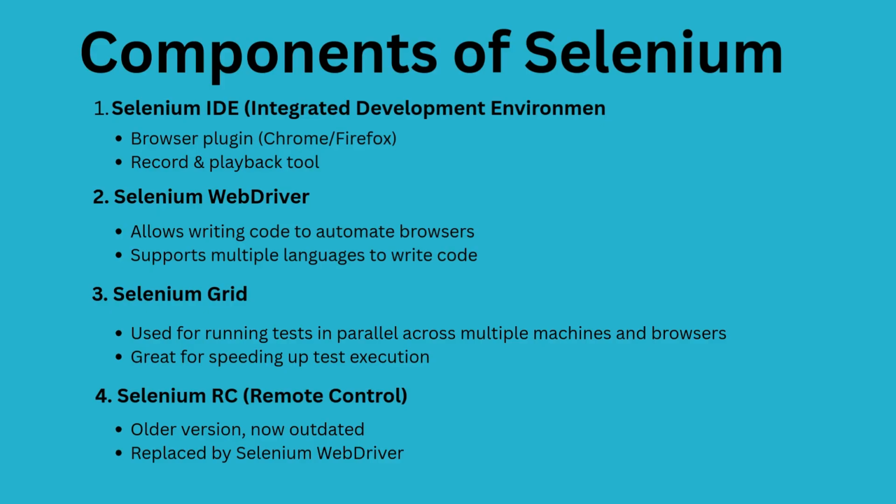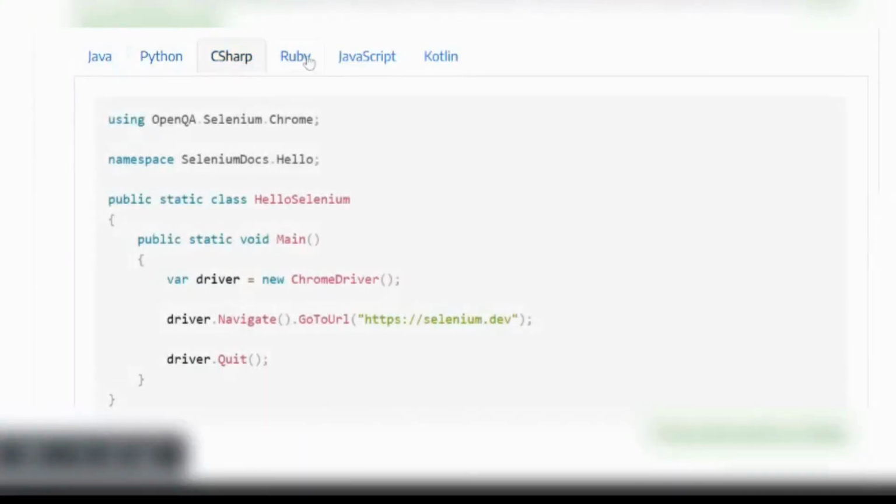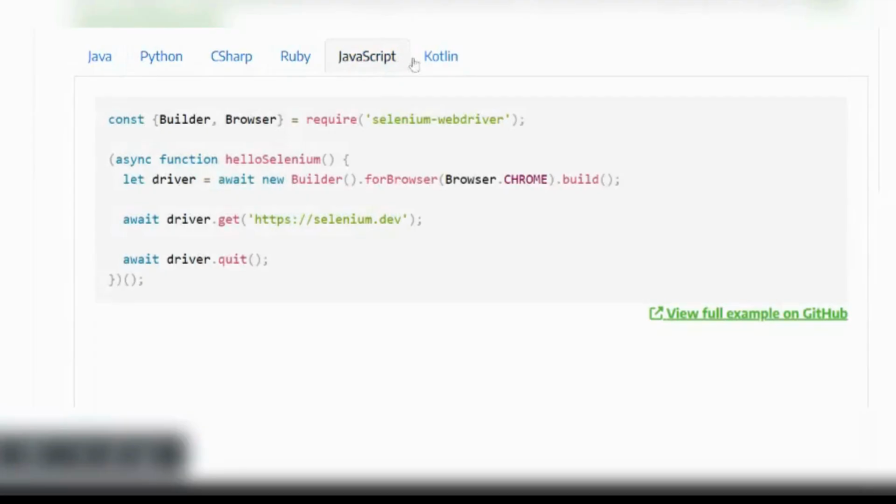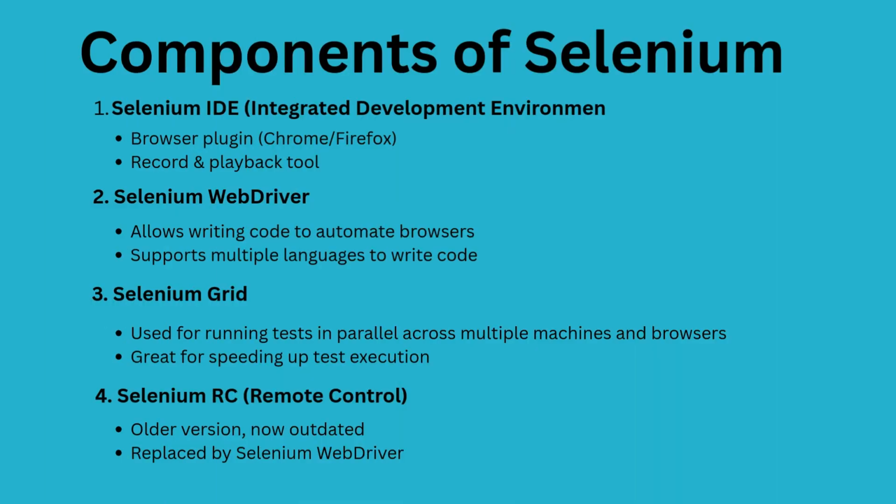It allows writing code to automate browsers, supports multiple languages to write code. You can see this in the official Selenium website. The same piece of code is written in multiple programming languages, which means a Selenium script can be written in any programming language. Next, Selenium Grid. It is used for running tests in parallel across multiple machines and browsers. Great for speeding up test execution. The next one is Selenium RC. It is the older version, now outdated, replaced by Selenium WebDriver.